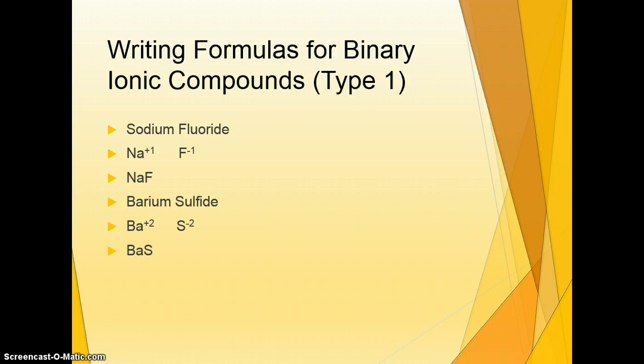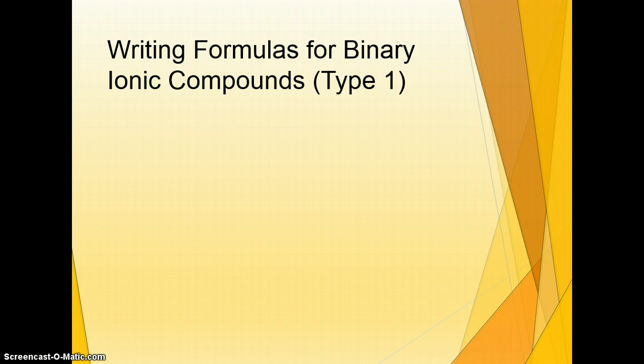The same is true if we use a group 3, like aluminum. Aluminum is going to be +3, and nitrogen is going to be -3. We put those together, the charges are equal: AlN, aluminum nitride. What happens when the charges aren't equal?